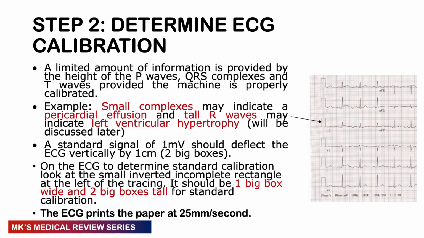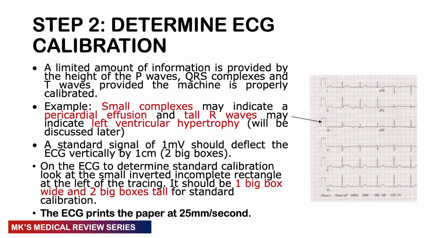So step 2 is of course determining the calibration of the ECG. So remember that here you get some information that will help you determine certain pathologies of the ECG if it's well calibrated. For example, the height of the P waves, the QRS complexes, the T waves will give you some good indication.